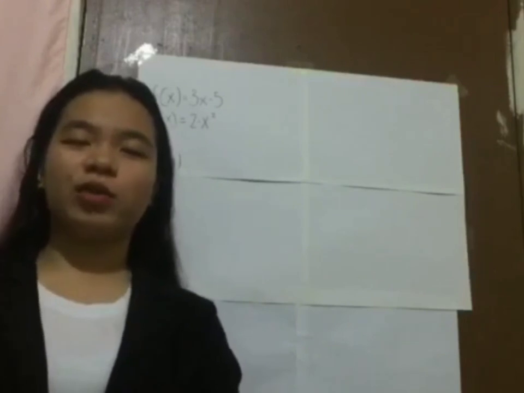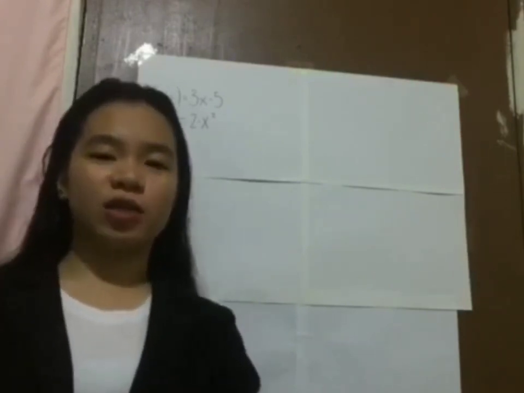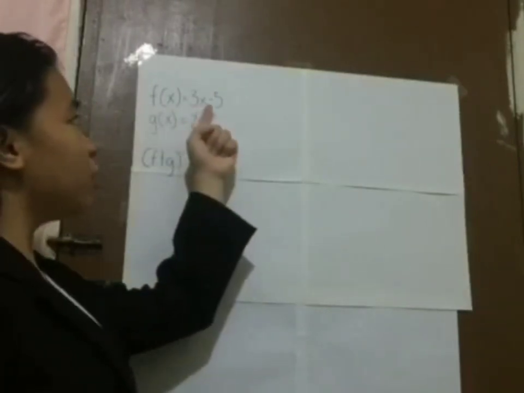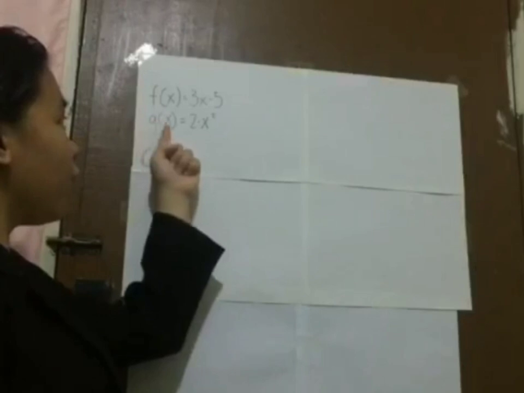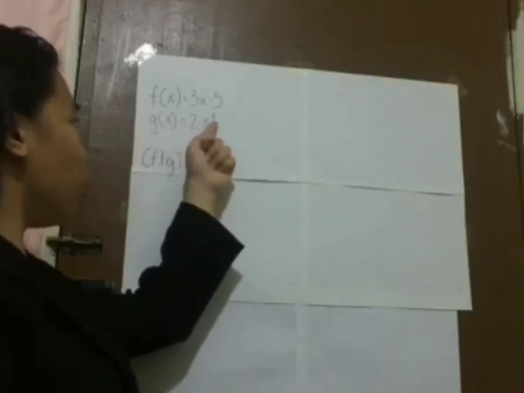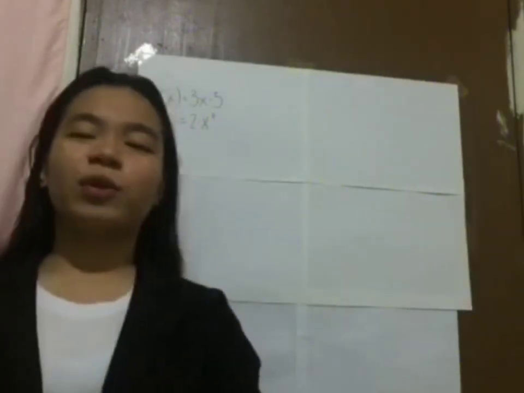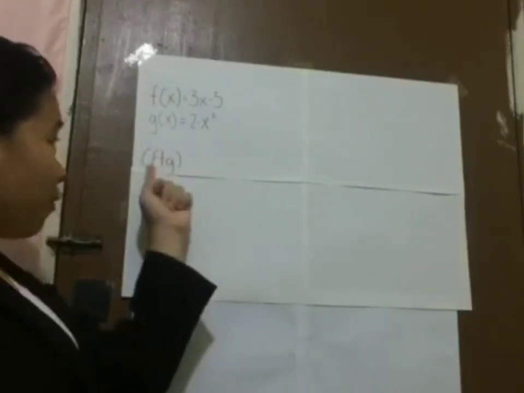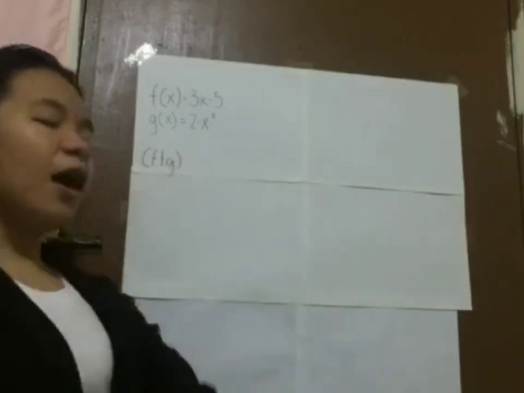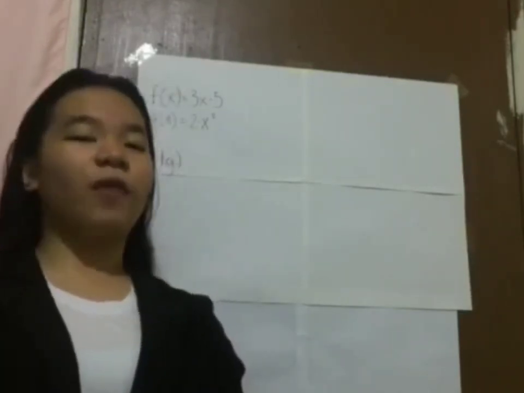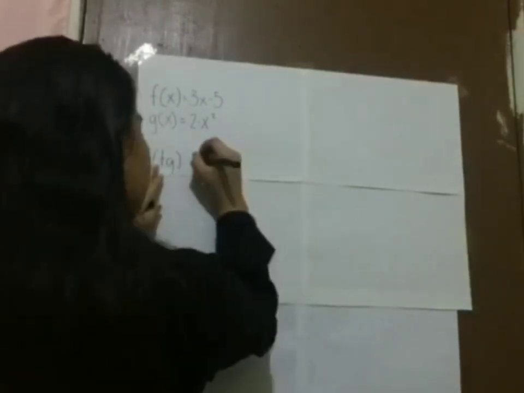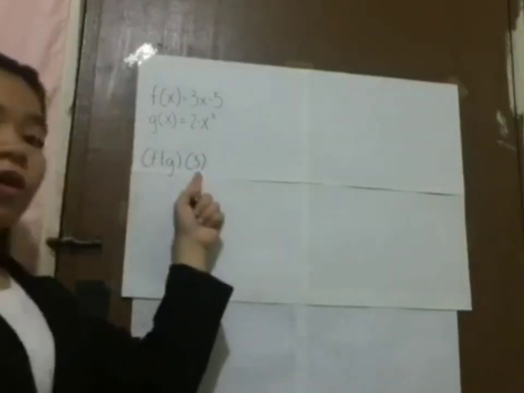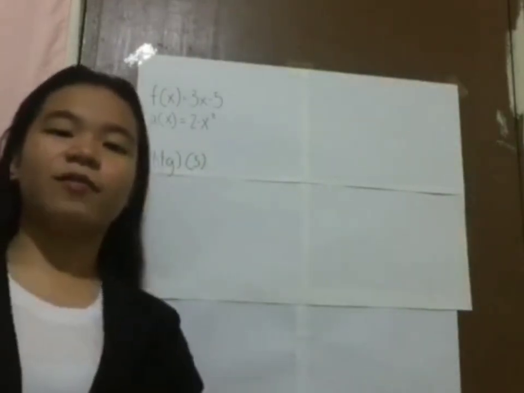So this is operations on functions and we're going to use addition. So this is the value of f(x) equal to 3x minus 5 and the value of g(x) equal to 2 minus x squared. As I said earlier, we're going to use addition. So we're going to add the value of f(x) and the value of g(x), and we're going to change x into 5. So the value of x is 5.